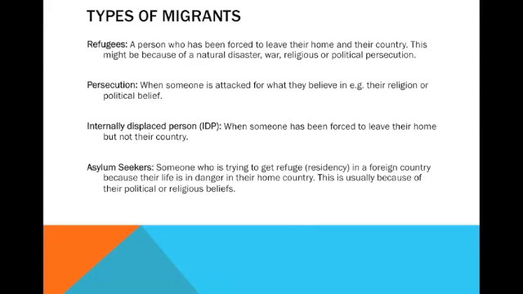An IDP, which is an internally displaced person, is when someone has been forced to leave their home, so it's internal, but not their country. Okay, they were displaced from their house, but they're still internally in their country. An asylum seeker is someone who's trying to get refuge, so a residency, in a foreign country because their life is in danger in their home country. This is usually because of their political or religious beliefs. For instance, during the Holocaust times, people like Jews moving to different countries would have been asylum seekers. They're seeking an asylum, which means just like a safe place.